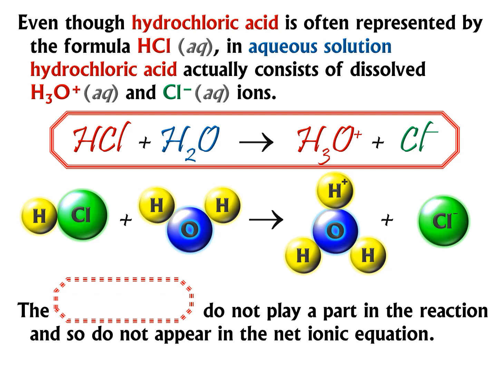Even though hydrochloric acid is often represented by the formula HCl, and in parentheses that's an aq, that's aqueous. Remember that means it's in a water-based solution. Water is the solvent. Hydrochloric acid actually consists of dissolved hydronium, H3O+ (aq), and chloride, Cl- (aq), ions. Why is that?